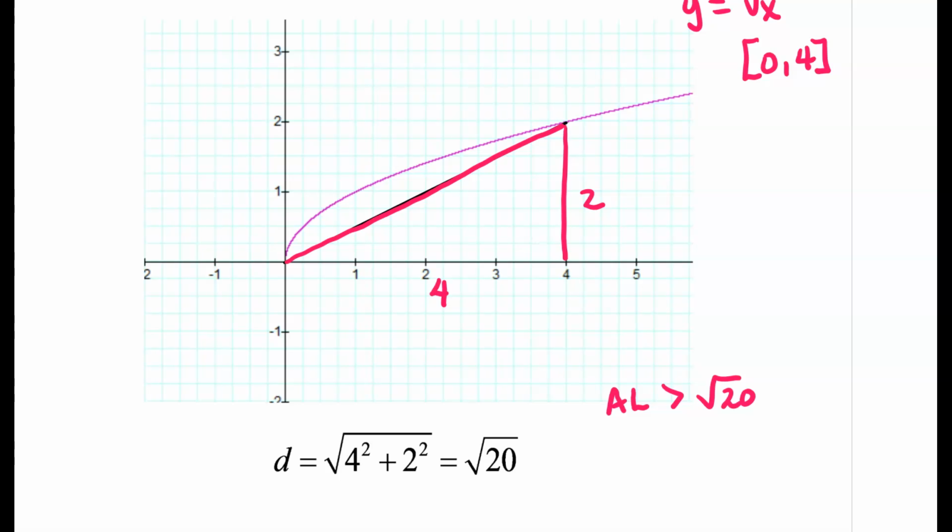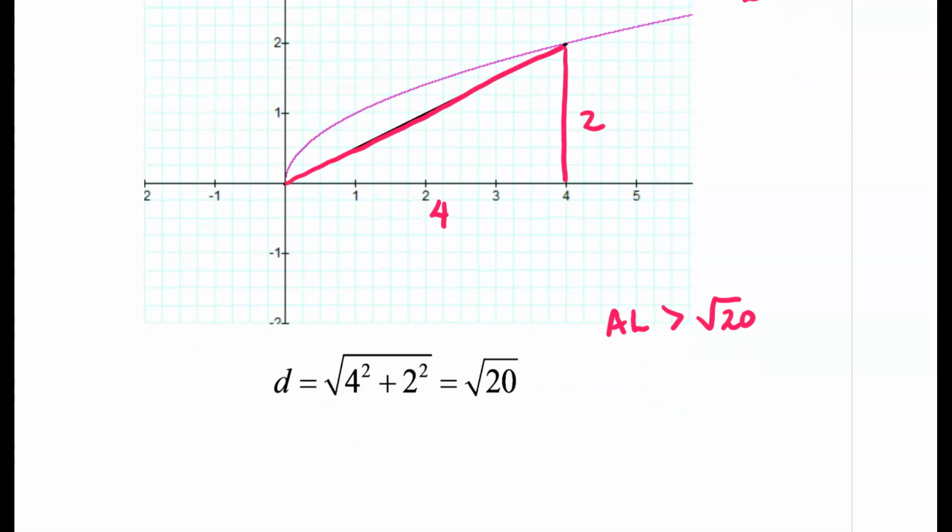So we can see that our arc length has to be greater than square root of 20. All right, so that's one approximation. It's not a very good one, just to say that it's greater than square root of 20. So let's go on to the next screen.